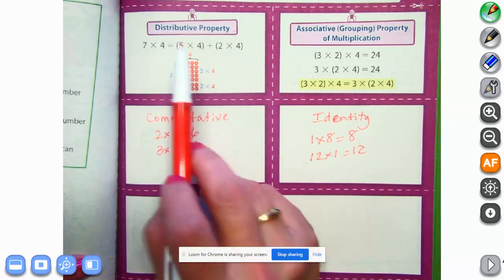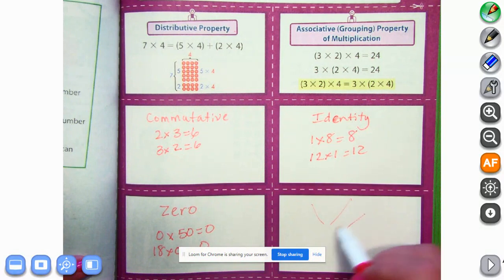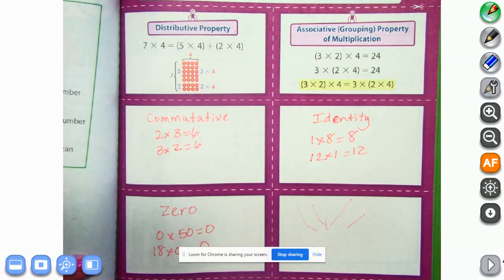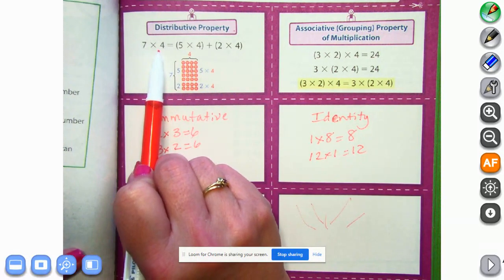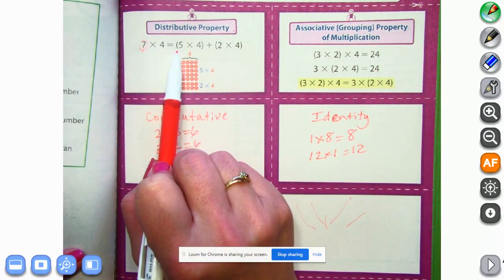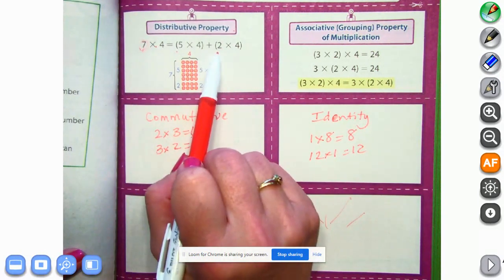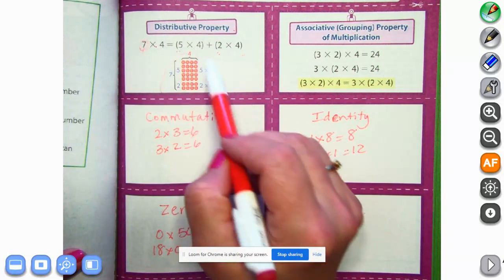All right, we're going to talk about the distributive property. What that means is we can distribute out. We can break it up and distribute it out. So if we have 7 times 4 and we're not sure how to do that, we can break this 7 up into a 5, still times the 4, and then a 2 times the 4 because 5 plus 2 is 7.